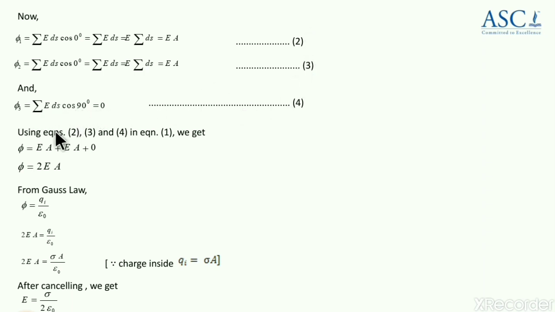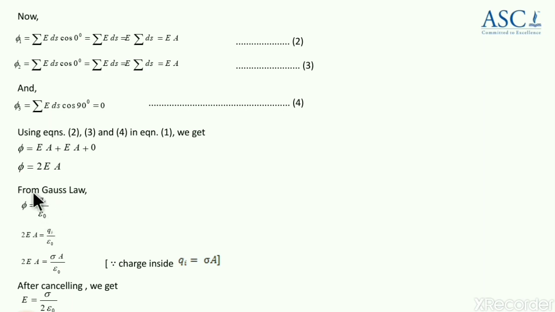Now we have to substitute 2, 3, 4 in place of equation 1, that is total flux equals flux 1 plus flux 2 plus flux 3. Flux 3 is 0. So due to EA plus EA for flux 1 and flux 2 from 2 and 3, the expression for total flux will be 2 into EA. Now it is the time to make use of Gauss law. From the Gauss law, flux equals Q by epsilon naught.